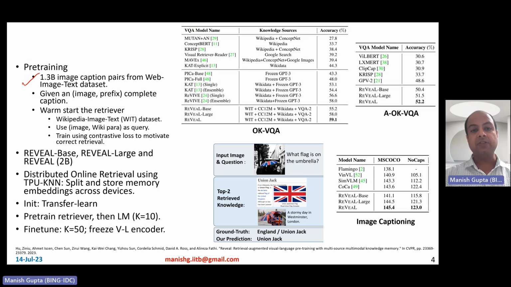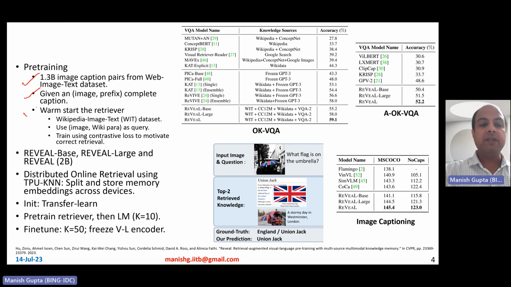The pre-training is actually done using text generation. As input, you pass in the image and a part of the caption as prefix. And at the output, you essentially expect the entire caption to be generated. That's how you do an end-to-end pre-training of the four pieces of the entire Reveal architecture: the encoder, memory, retriever, and generator.